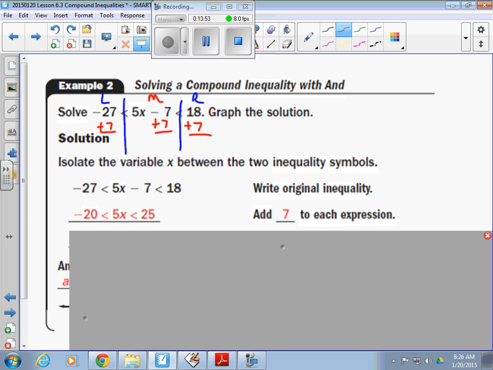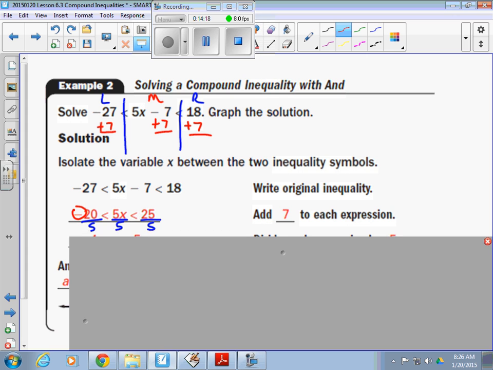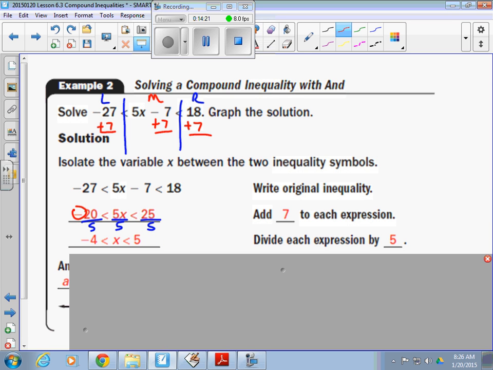So then you have 5 times x. You undo 5 times something by dividing by 5. If you divide the middle, you need to divide the left and the right. Again, we're dividing by 5. We're not dividing by a negative number. The fact that this one is -20 is irrelevant. That doesn't make you change the symbols. It just makes that solution on the left side, -20 divided by 5, it makes it -4. 25 divided by 5 makes it 5. Notice the symbols, again, do not change. So -4 is less than x, which is less than 5.